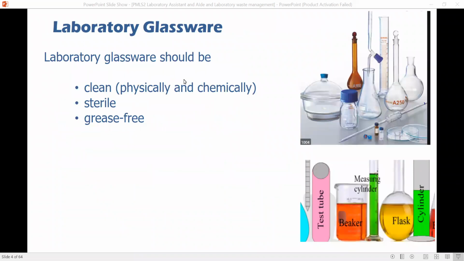Now, let's start with the laboratory glassware. Good laboratory technique demands clean glassware. The use of dirty glassware may give erroneous results. Glassware must be physically and chemically clean. And in some cases, like in bacteriology, it should be sterile and it should be grease-free. The grease, because of the other chemicals, must be removed.